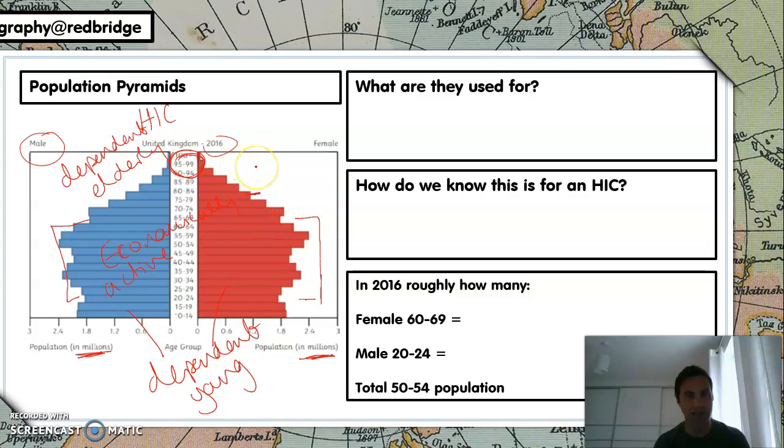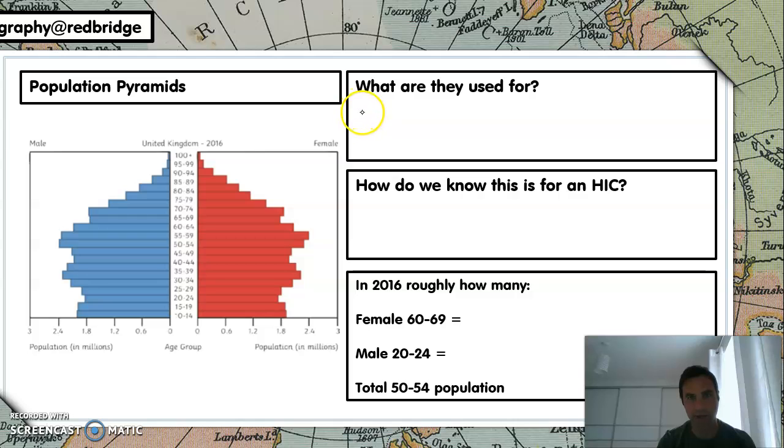Now, typically in an exam, you'll be asked one of two questions. How do we know that this is a population pyramid for an HIC? And you'll be asked potentially to do some calculations. So I'm just going to ask you to pause the video when I say pause and answer the three questions here. Okay, you can pause the video now.